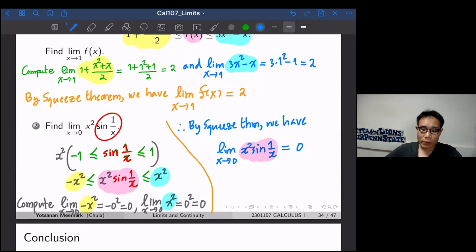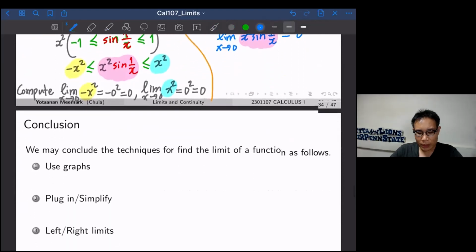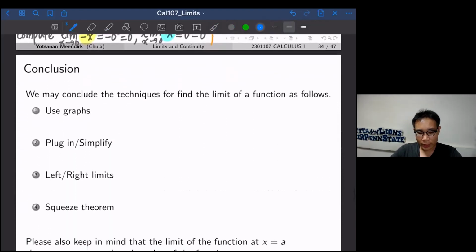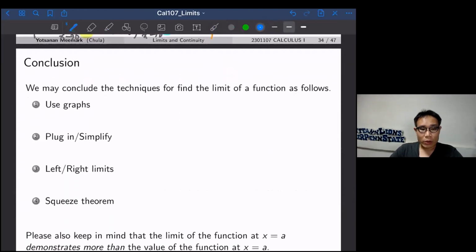So I will give you the final remark on this one. For the conclusion here, we may conclude the techniques for finding the limit of a function as follows. In this case, you're going to be able to use a graph, you're going to plug in and simplify, you're going to use left and right limits, or you're going to use the squeeze theorem.